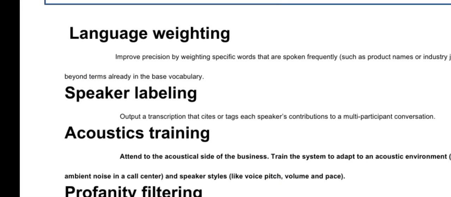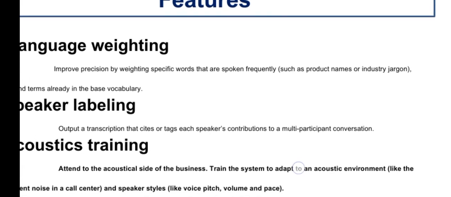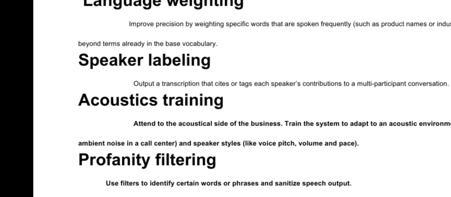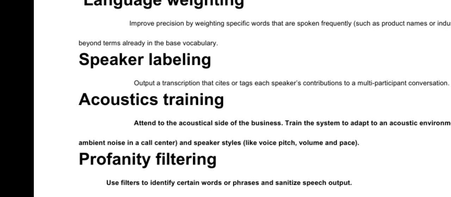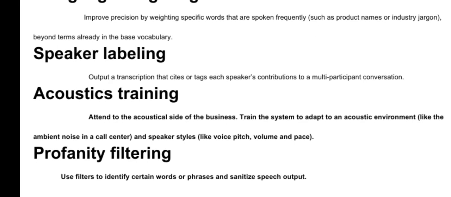Language weighting. This improves precision by weighting specific words that are spoken frequently, that is to say, product names or industry jargon, beyond terms already in the base vocabulary. We have the speaker labeling. This outputs a transcription that cites or tags each speaker's contribution to a multi-participant conversation.